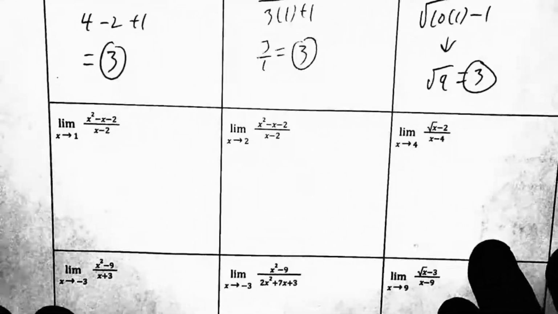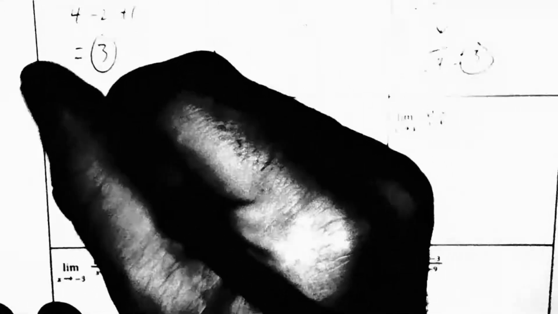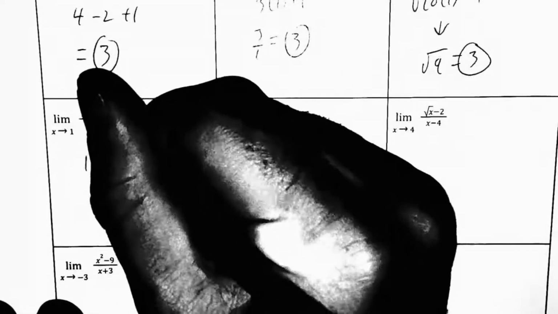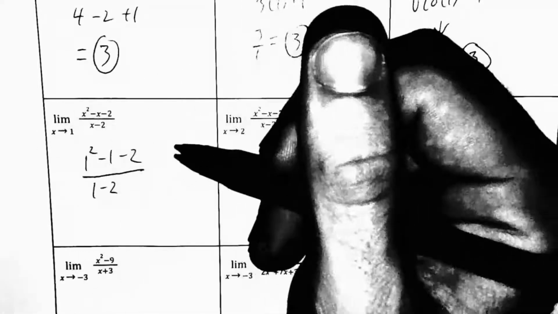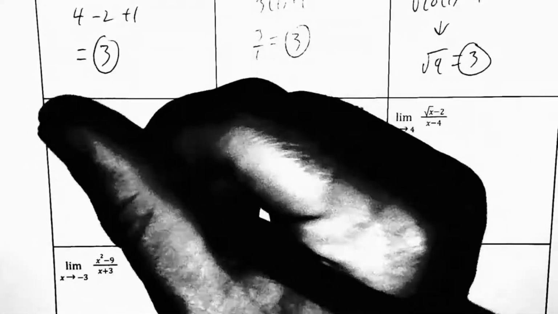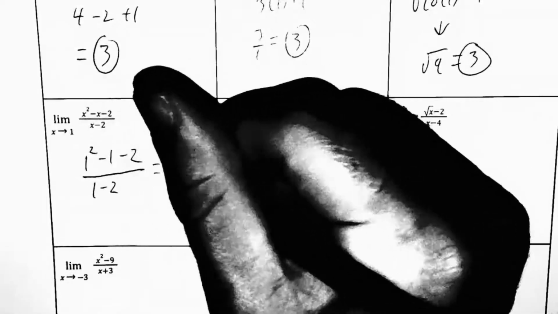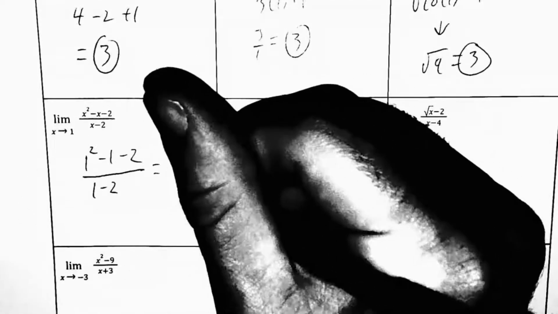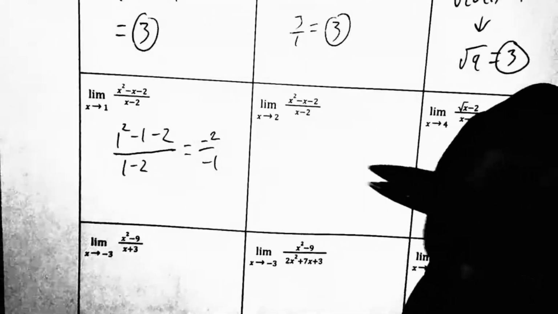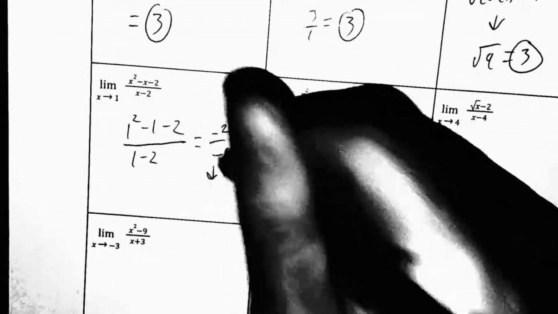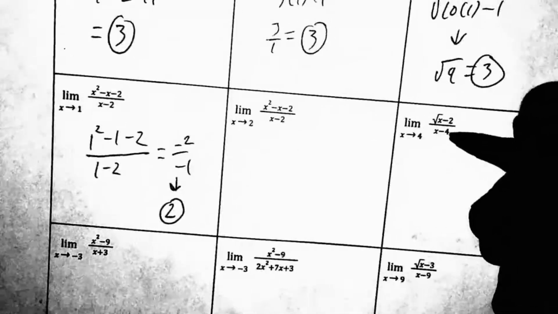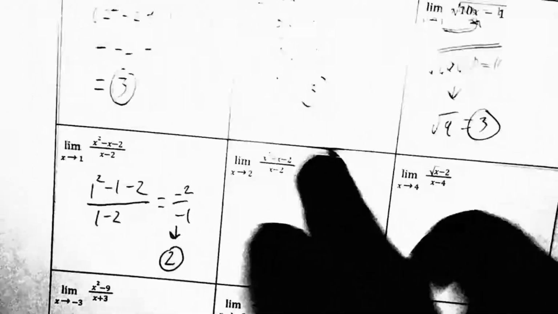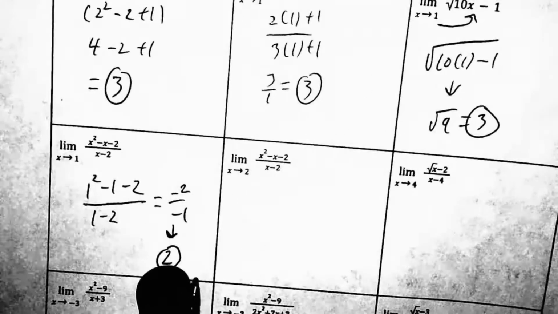For this one, same. Plug it in. 1 squared minus 1 minus 2 over 1 minus 2. That's 1 minus 1 is 0. Minus 2, that's negative 2. 1 minus 2 is negative 1. We have negative 2 over negative 1. That is 2. So these are all easy direct substitutions, relatively.